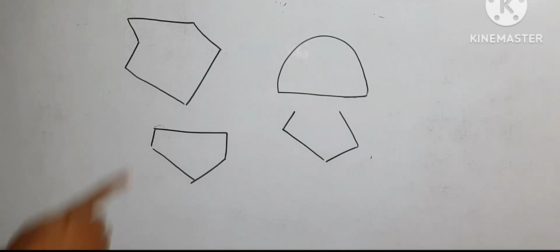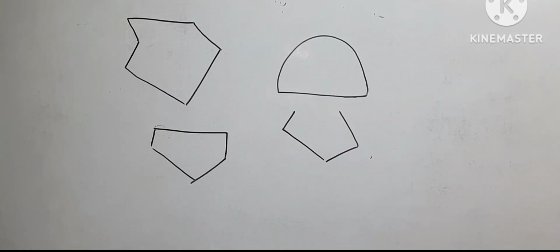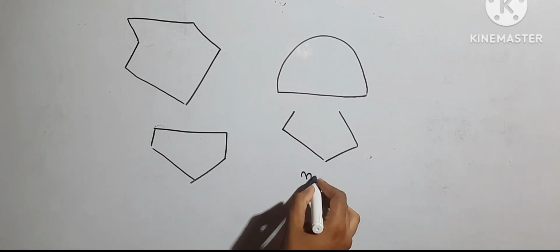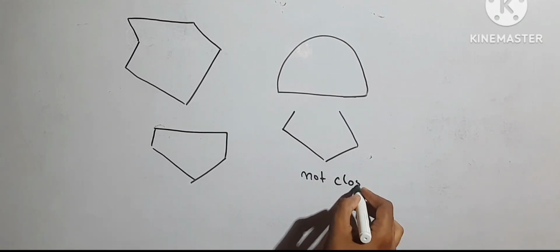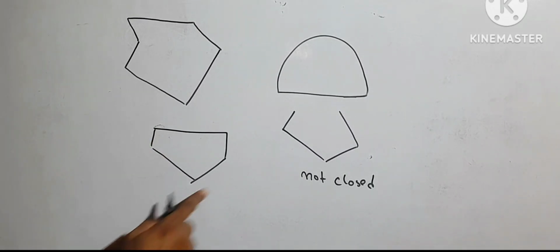Now the first one we'll see. It's a closed one because the starting and ending points are the same. In this one, the starting and ending are not the same, so it's not closed. Okay, so everything else is closed. Next point, they should not intersect. Not intersecting, not intersecting, not intersecting. Great. They're not intersecting.